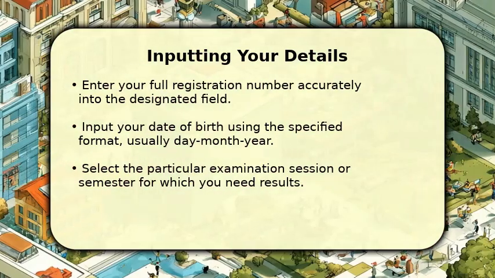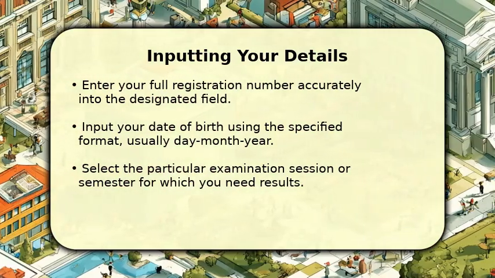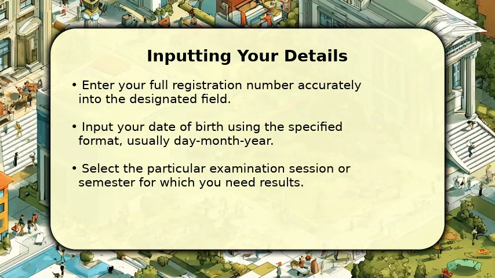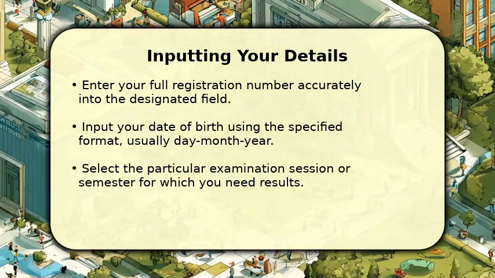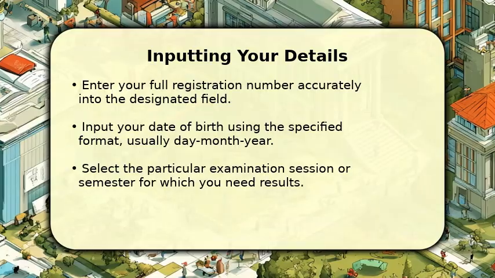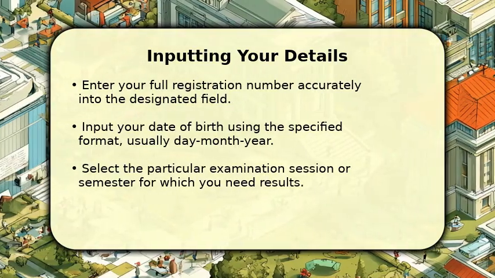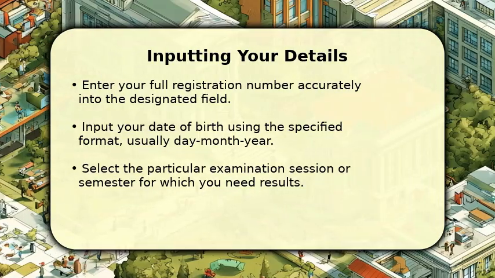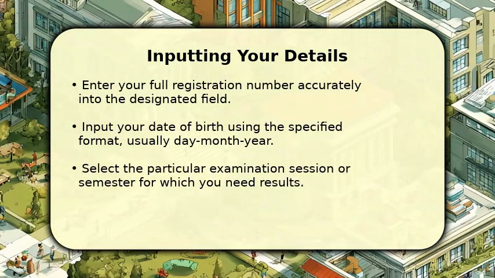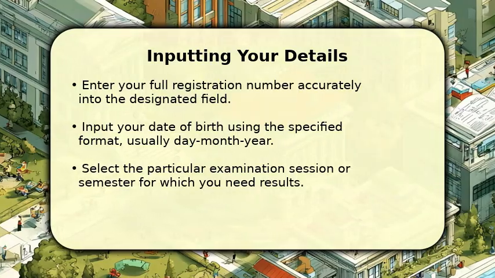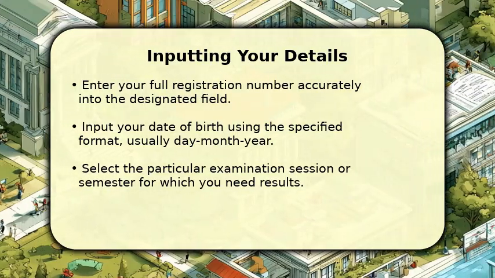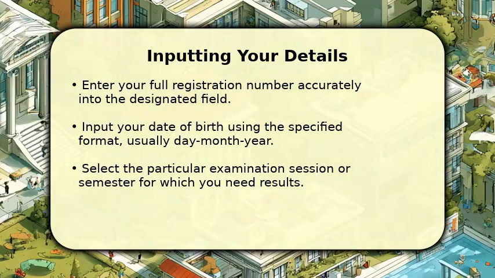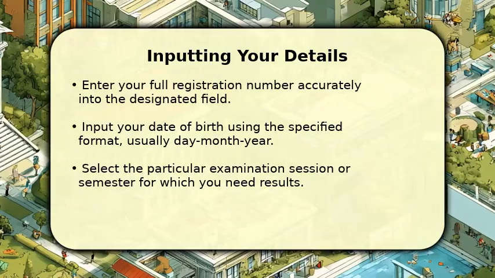On the results page, you will find fields to enter your details. Carefully type your complete registration number, ensuring there are no errors, as even one incorrect digit will prevent access. Then, input your date of birth in the exact format requested, perhaps with slashes or hyphens. Finally, select the specific examination session from the available drop-down menu to pinpoint your desired results.